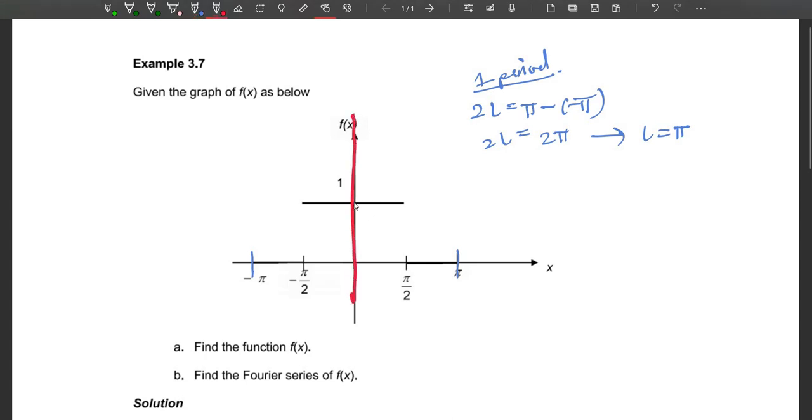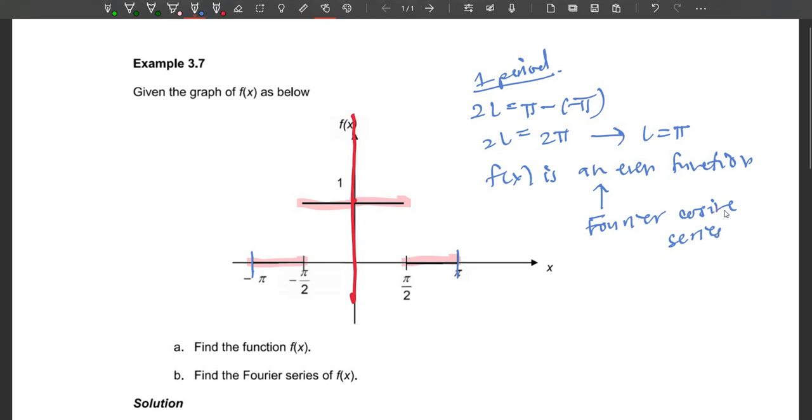So as you can see here, let me point out using the highlighter. This line is actually symmetric at the y-axis, and then we have another one. This line is also symmetric at the y-axis. So therefore, we can conclude that f(x) is an even function. Since it is an even function, we will be using the Fourier cosine series.